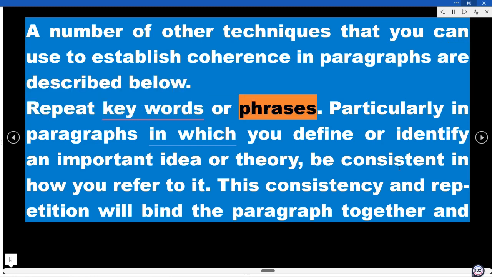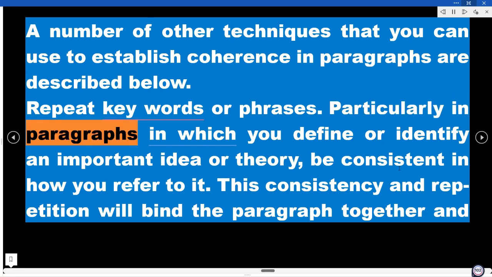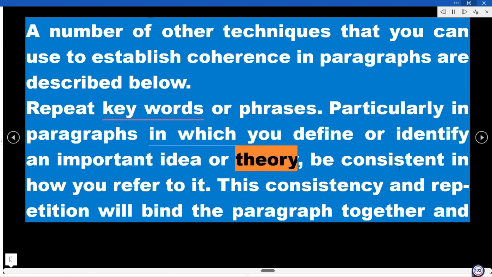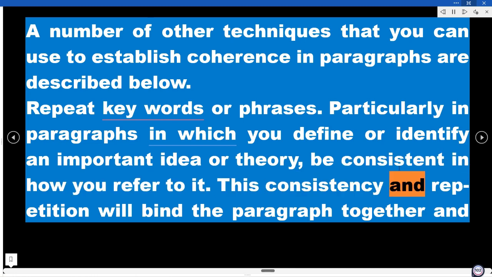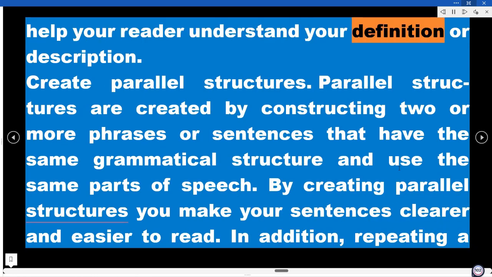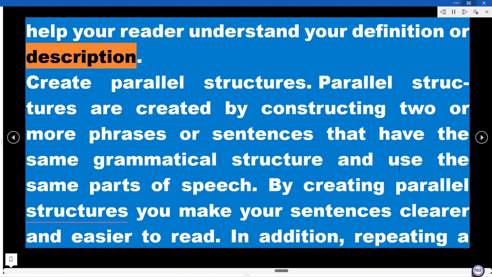Repeat keywords or phrases. Particularly in paragraphs in which you define or identify an important idea or theory, be consistent in how you refer to it. This consistency and repetition will bind the paragraph together and help your reader understand your definition or description.